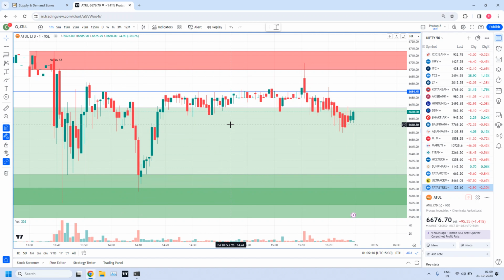One future slot is only 87,000 rupees for ATUL. So the return on the investment is very good. It is almost 1% above our average return on the investment.